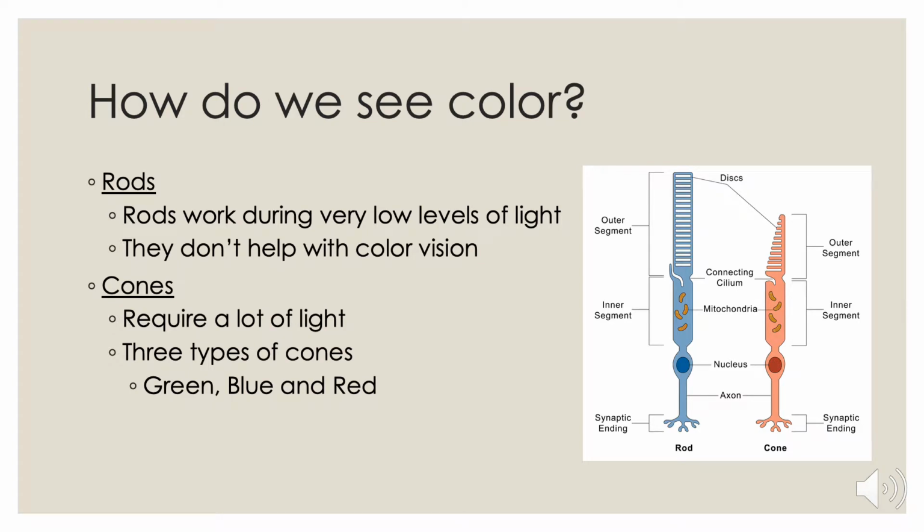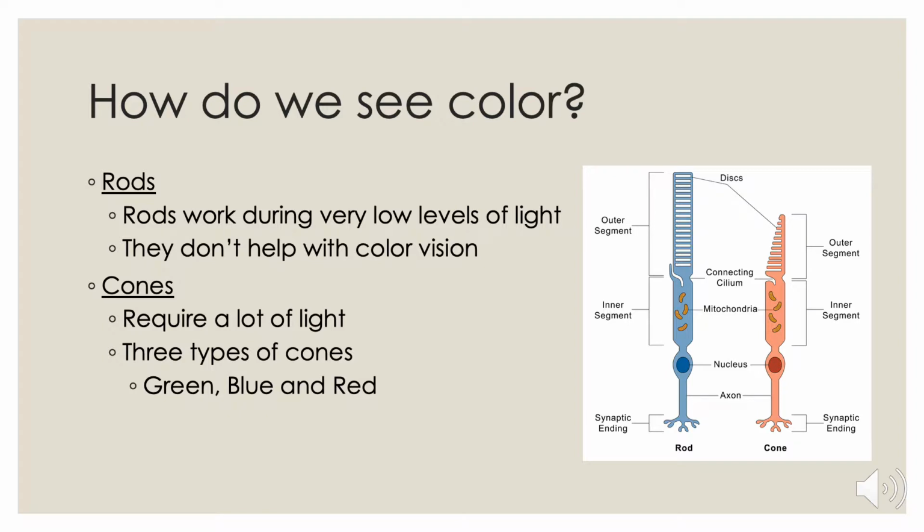How do humans perceive color? We have 2 different cells in our eyes that perceive light. Rods work during very low levels of light. They do not help with color vision, and this is why in the dark we can only see in grayscale. The human eye has over 100 million rod cells.